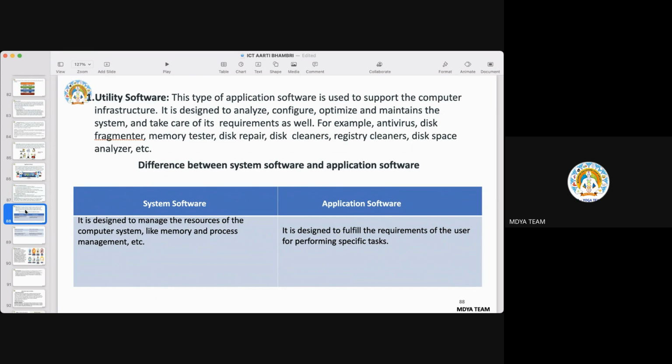Now there is utility software. Utility software is again a part of application software. It is used to support computer infrastructure. Computer infrastructure means once the system is made, you work on it and get the result, and you perform certain tasks by using different software and different sets of information. But sometimes it is particularly designed to analyze, configure, optimize and maintain the system and take care of its requirements as well.